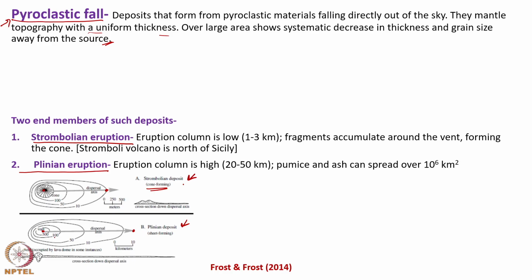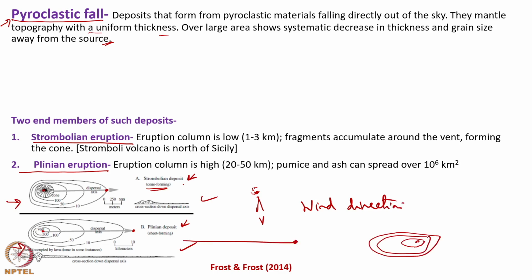You can ask what decides the flow in this direction. Suppose there is a volcano and an eruption has happened. Now, depending on the prevailing wind direction, the fine ash particles will be deposited. The wind direction is important. So, in these two diagrams, the wind direction was from left towards right. If it were from right towards left, this would have become like that. Dispersal axis means the average direction in which the ash particles have moved.